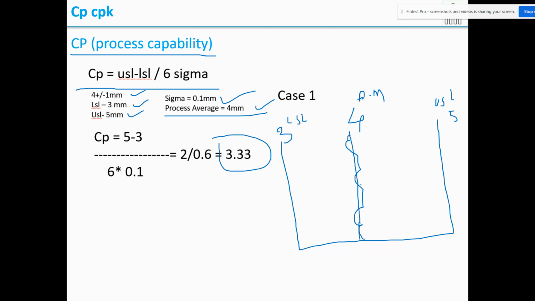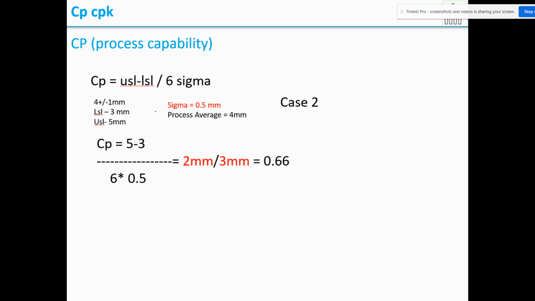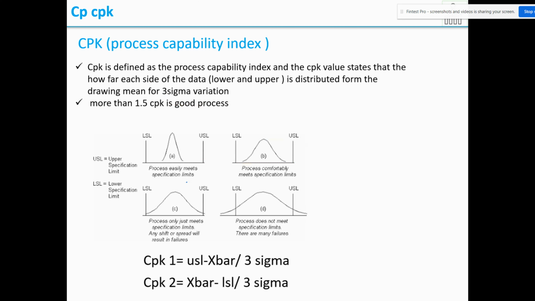Now what is your sigma? It is 0.1 mm from the process mean, positive and negative 0.1 mm. So you need to connect like this. This is a bell curve. Okay, this is CP. In the next example, the value has come to 0.66. Why? Because your standard deviation is more, that's why it is less. This is one more example for CP.